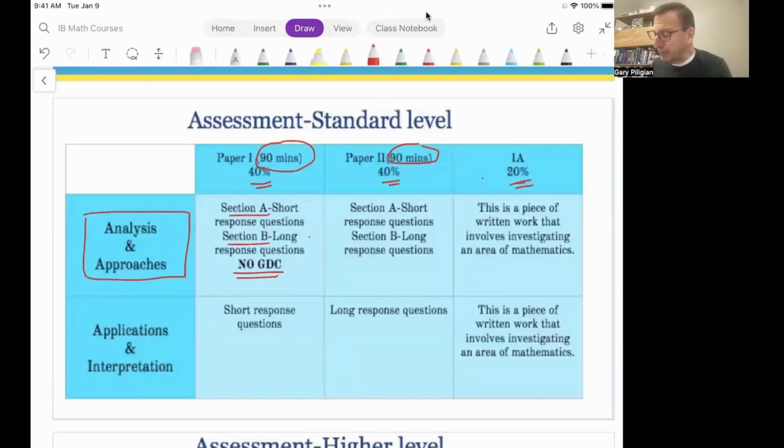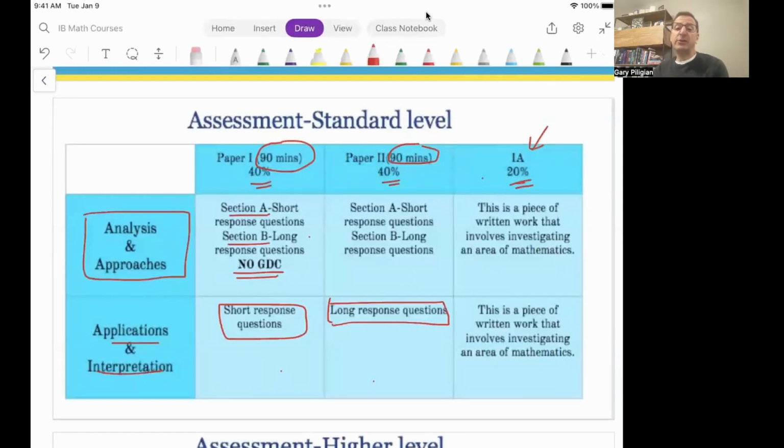Now, the difference on applications: for paper one and paper two, you have a calculator on both tests. So they don't separate it into section A and section B. In the applications course, paper one is all the short response questions, so think of it as all section A. And paper two is all long response questions, so think of that as section B. And then both of the courses have a math exploration, which is an individual piece of work that you'll have to do.